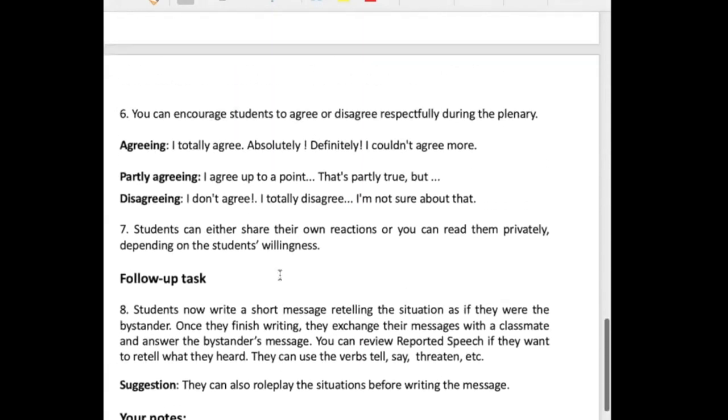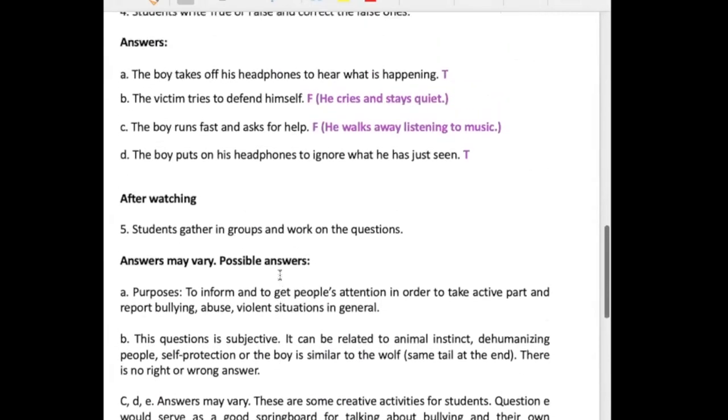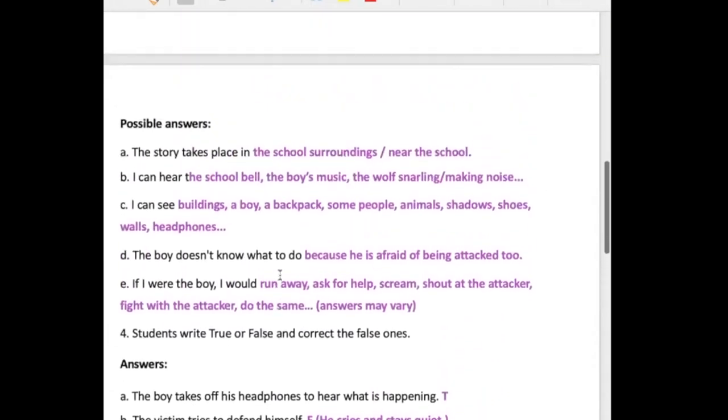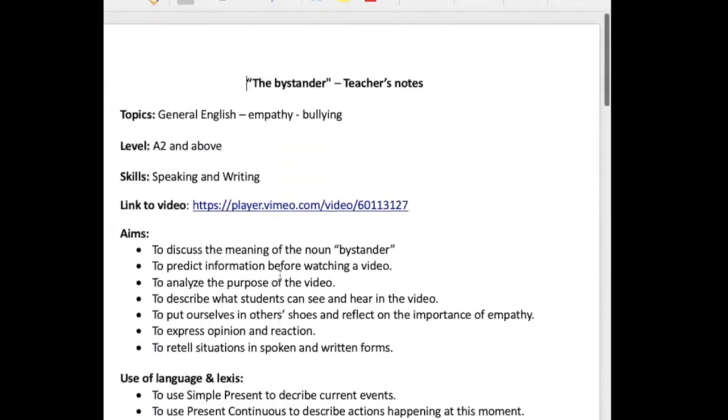This one in particular doesn't have a lot of suggestions, but for fast finishers or for extra support, I try to include some tips from my experience for them to use for novice teachers, so basically that.